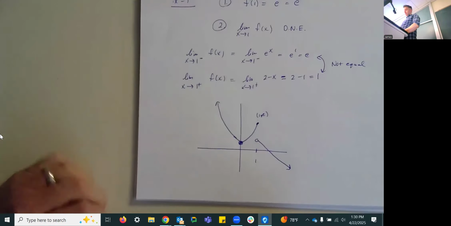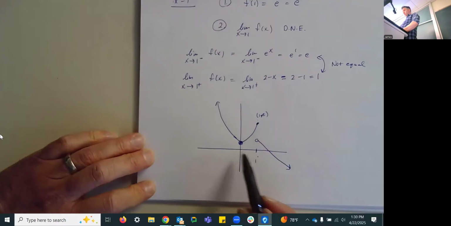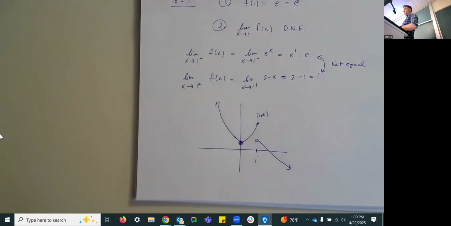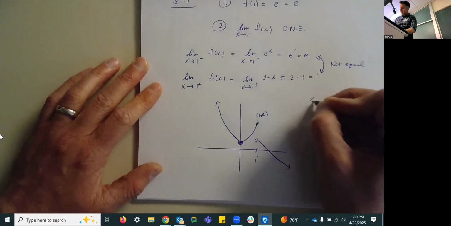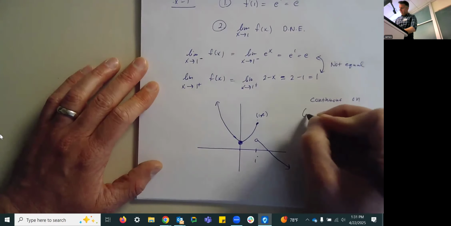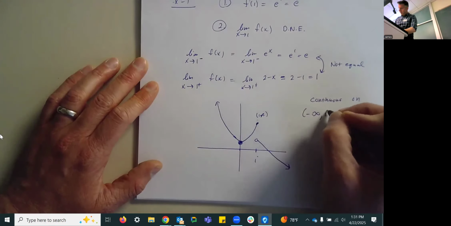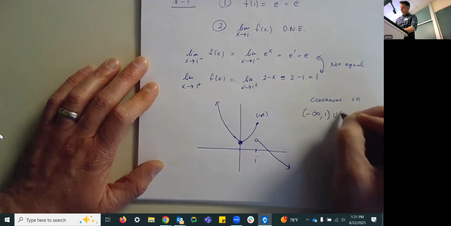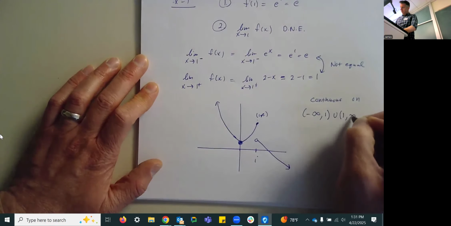So it's discontinuous at 1, it's continuous at 0. It's also continuous everywhere else. So if we wanted to say where is it continuous, it's continuous on the interval from negative infinity up to 1, exclusive of 1, and then everywhere from exclusive of 1 to infinity.